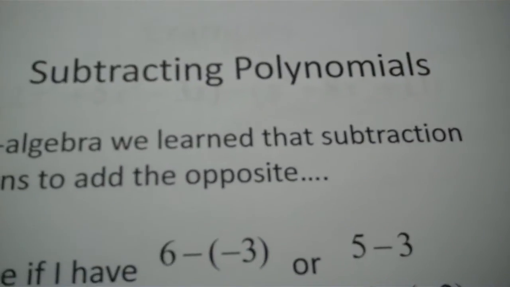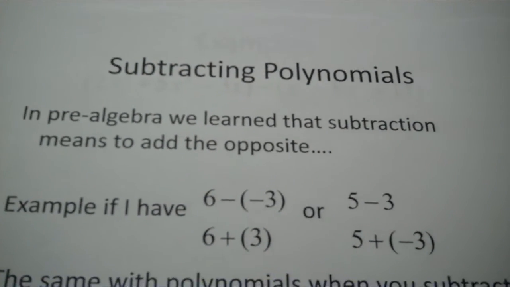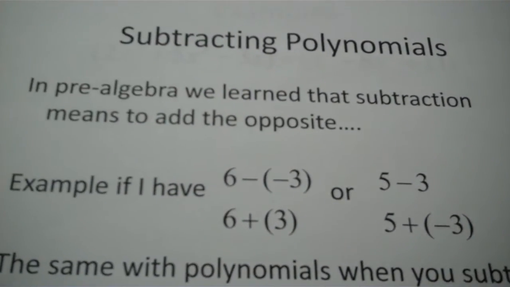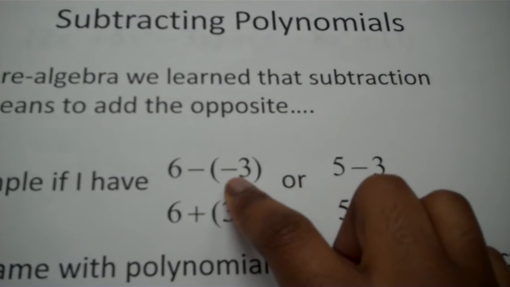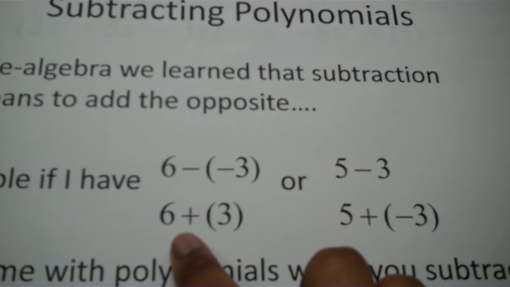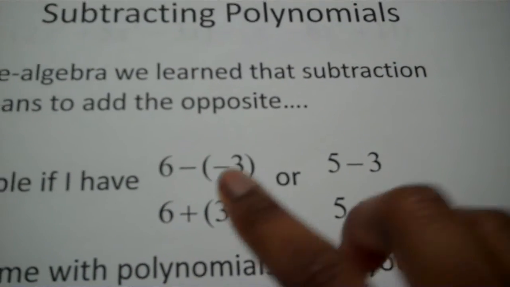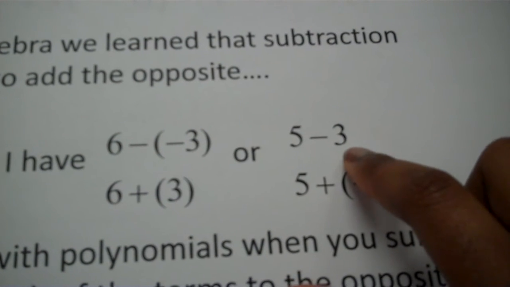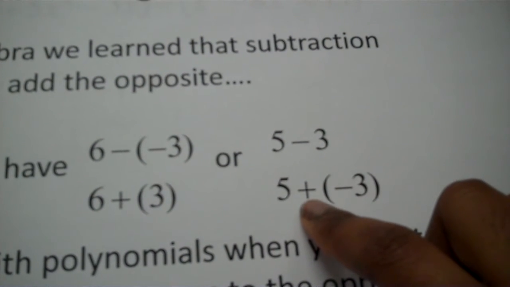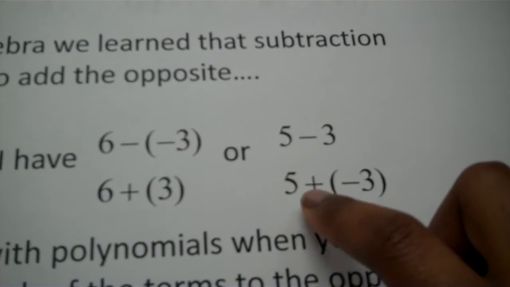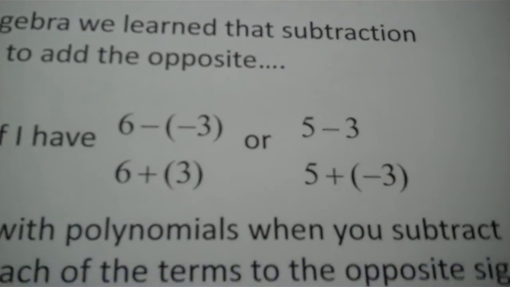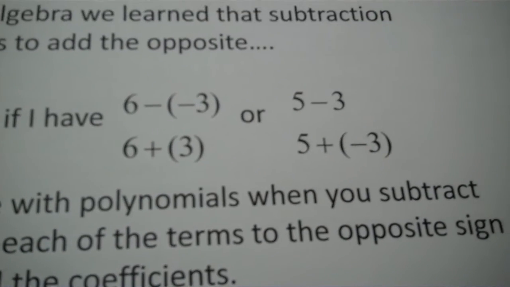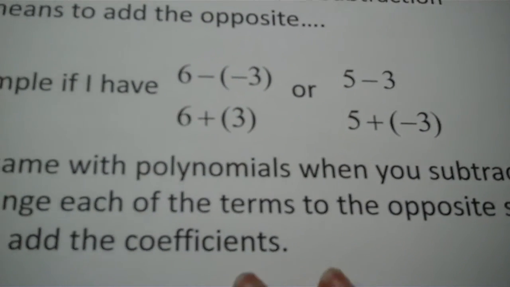Now let's talk about subtracting polynomials. In pre-algebra, we learned that subtraction means to add the opposite. For example, if you had 6 minus negative 3, then you would change that to 6 plus positive 3. Keep, change, change. Remember that saying? Or if you had 5 minus 3, you would keep, change, and change. So you keep the first symbol, change the subtraction to plus, and then change the sign to negative. Either way, you get the same answer. 5 minus 3 is 2. 5 plus negative 3 is still 2.